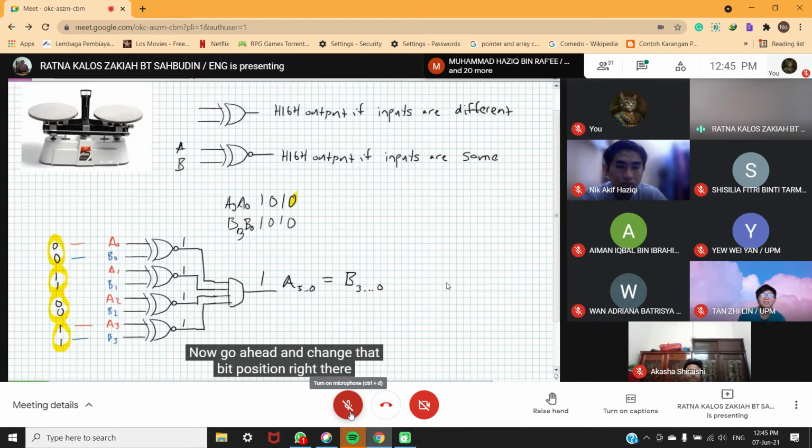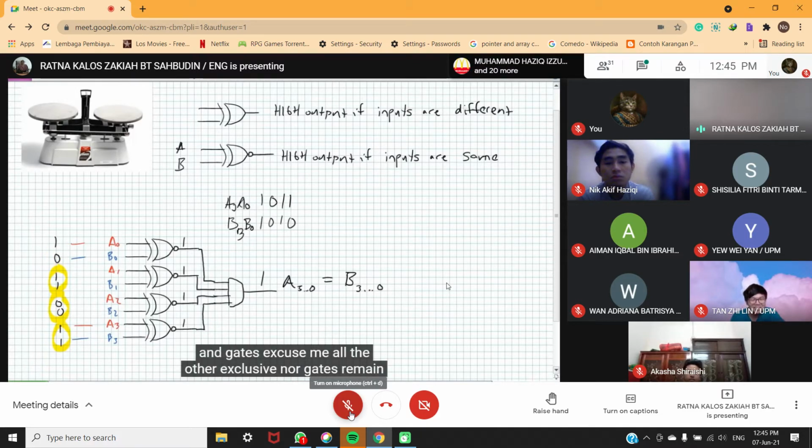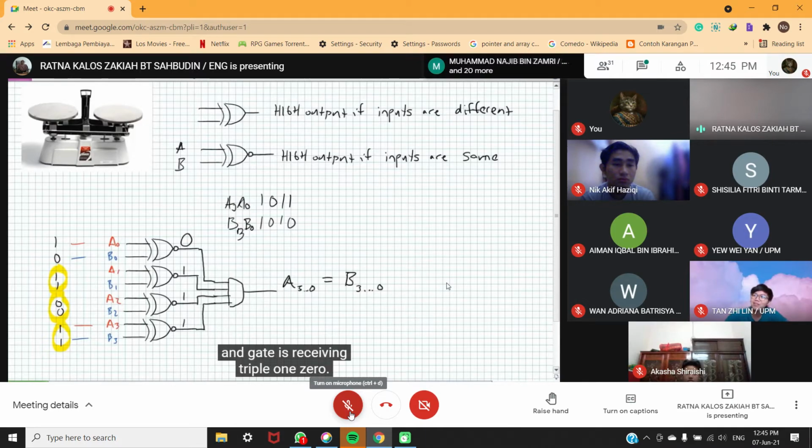Now, go ahead and change that bit position right there in the A LSB. What happens here is all the other exclusive NOR gates remain the same, those outputs, with the exception of this one. It is now supplying a 0 because it is not equal. The LSB is not equal. So it's sending a 0, and that AND gate is receiving 1110.